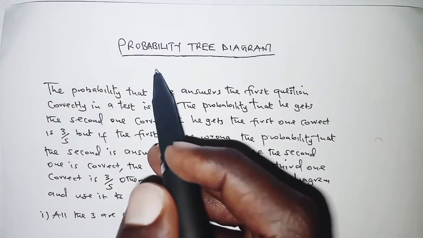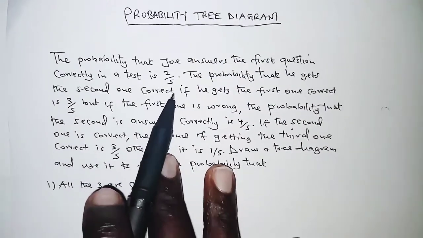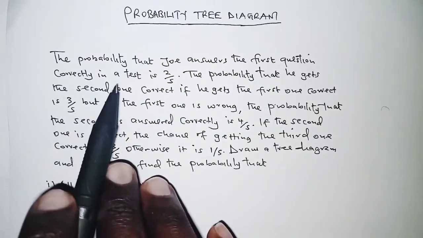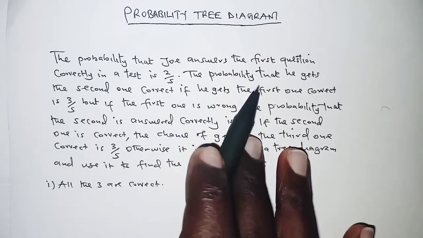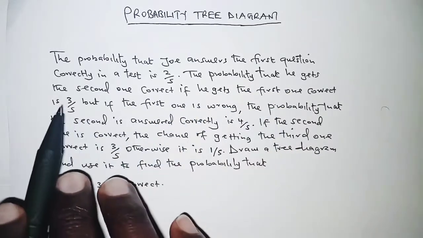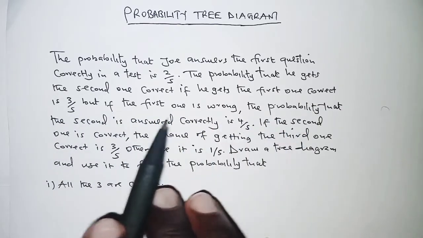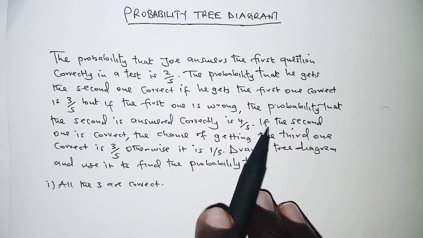The topic today is probability tree diagram, and the question reads, the probability that Joe answers the first question correctly in a test is 2 over 5. The probability that he gets the second one correct if he gets the first one correct is 3 over 5. But if the first one is wrong, the probability that the second is answered correctly is 4 over 5.